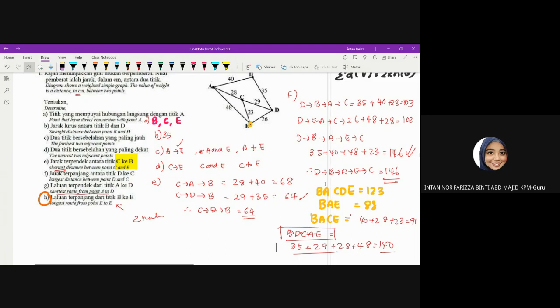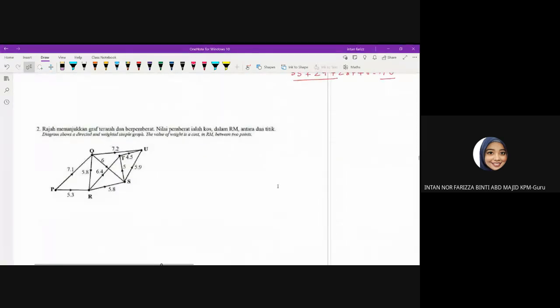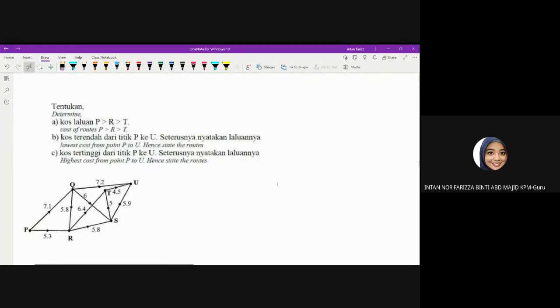Okay, jom kita tengok the second question. Okay, dia lebih kurang sama. Cuma just now we talk about distance, right? Now we're going to talk about cost. Okay, let's look at the question. So this diagram actually shows you a directed and weighted simple graph. Weighted and directed because we have values, we have arrow. The value of the weightage represent the cost between 2 points. So kalau cost, this is soalan jahat lah I kata. Why I kata jahat? Because cost is 2 decimal places. So sometimes students tak perasan, they just write 1 decimal place which is wrong already.